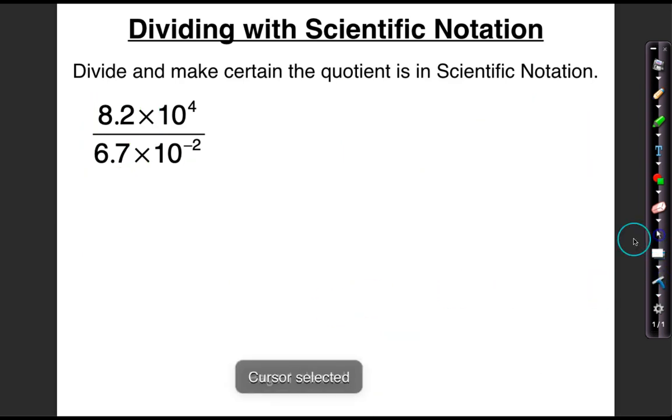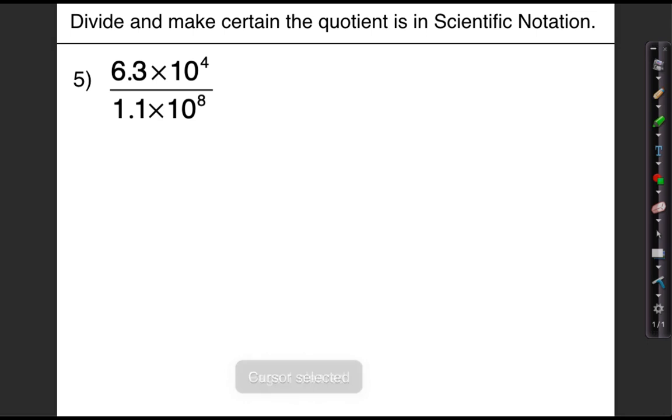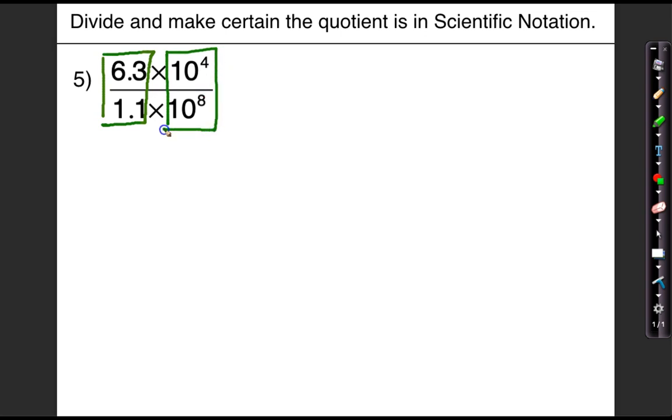Okay, so now what's going to happen is I'm going to go ahead and do another example, and then I'm going to have you try one by yourself. But before you try one by yourself, let's do one more. So it says here, divide and make certain the quotient is in scientific notation. So the steps are going to be very similar. We're going to group the coefficients into one group. We're going to group the tens and the exponents in another group.